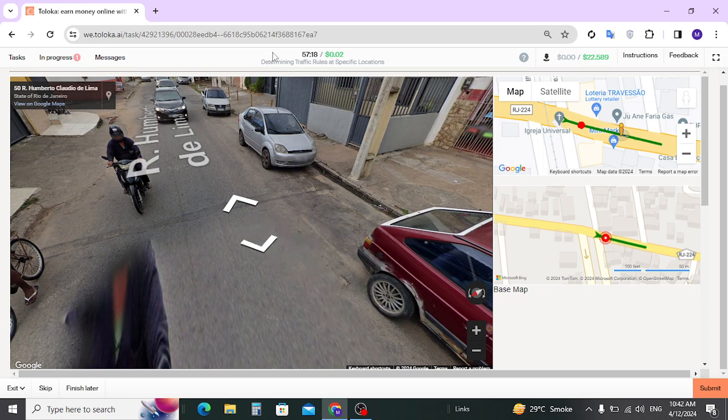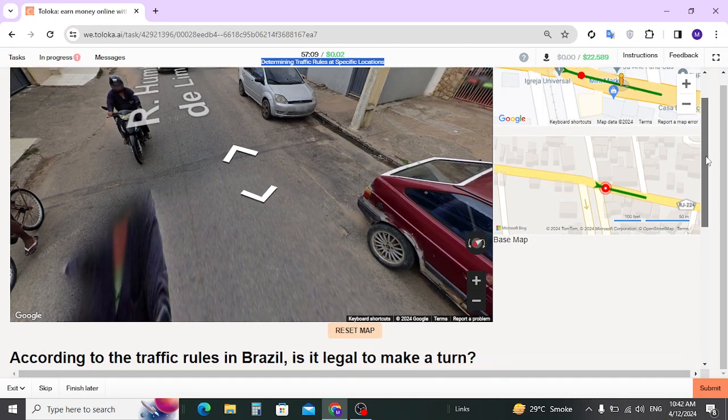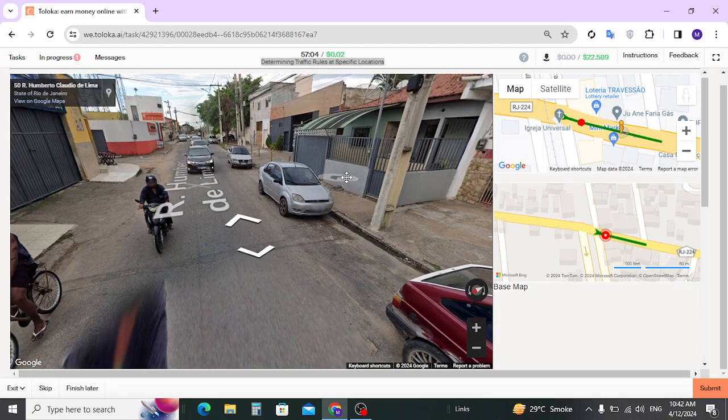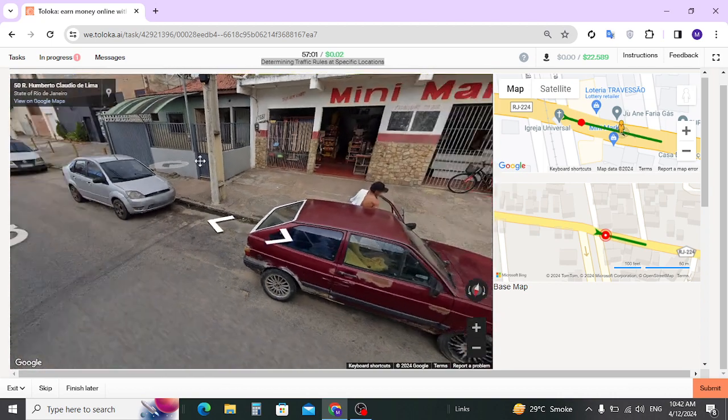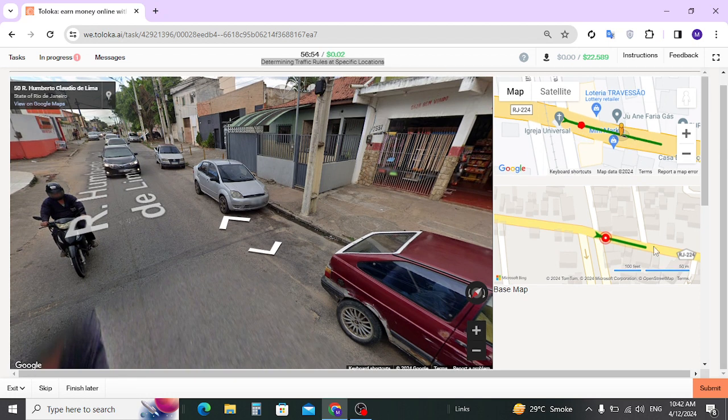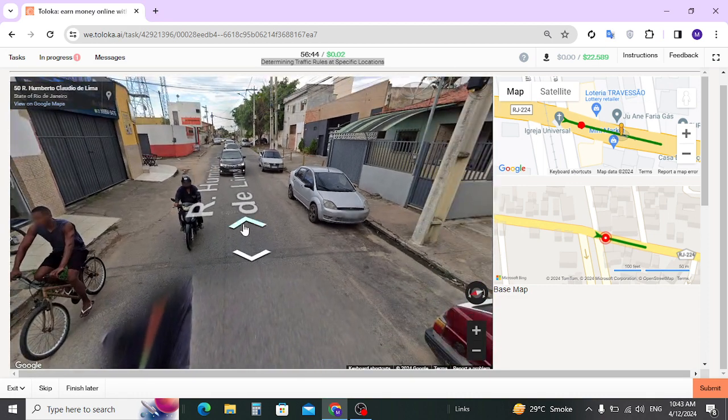Today I am going for the determine traffic rules at specific location task. It is a pretty easy but confusing task. Most of the people don't either get qualified or simply get dismissed from the task shortly after they qualify. It has basically three parts. One is the actual road view, and there are two maps. One is the base map, and one is the straight view map that moves according to your clicks.